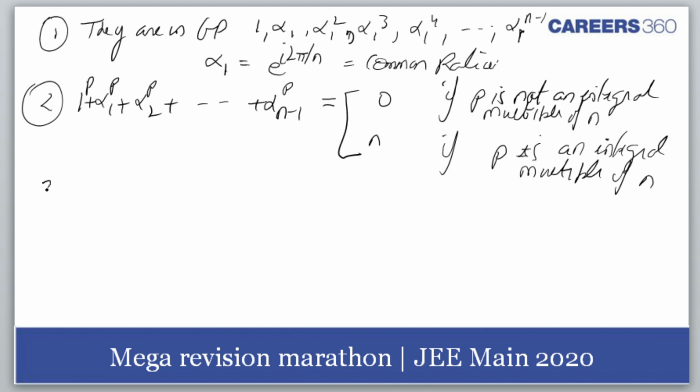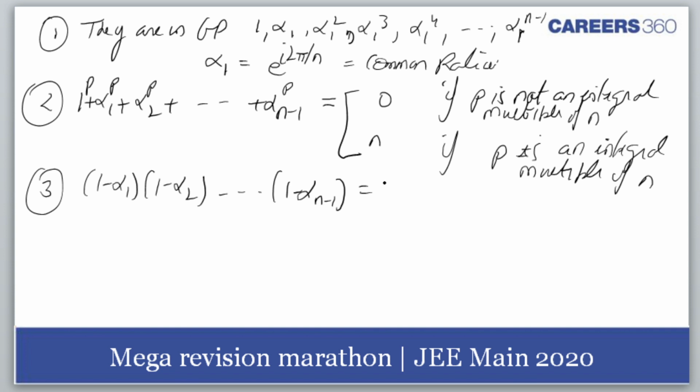Now third is we have 1 minus alpha 1, 1 minus alpha 2, and so on, 1 minus alpha n minus 1. This was a question in 1985 of 3 marks. Once it was asked in IIT, in the JEE advanced paper in subjective. This was asked to be proved. So this is equal to n.